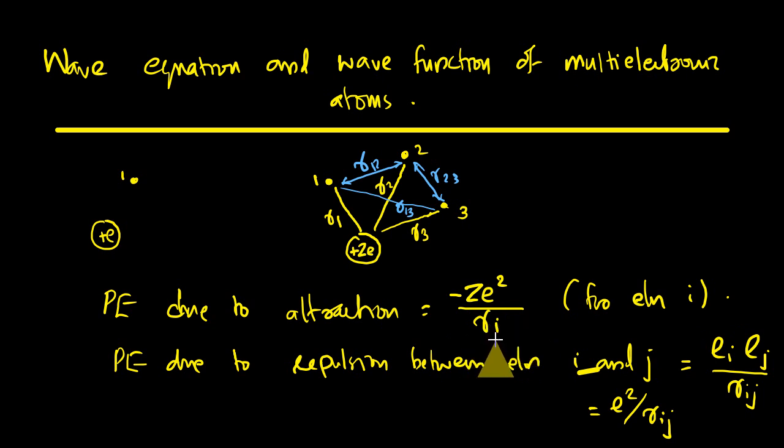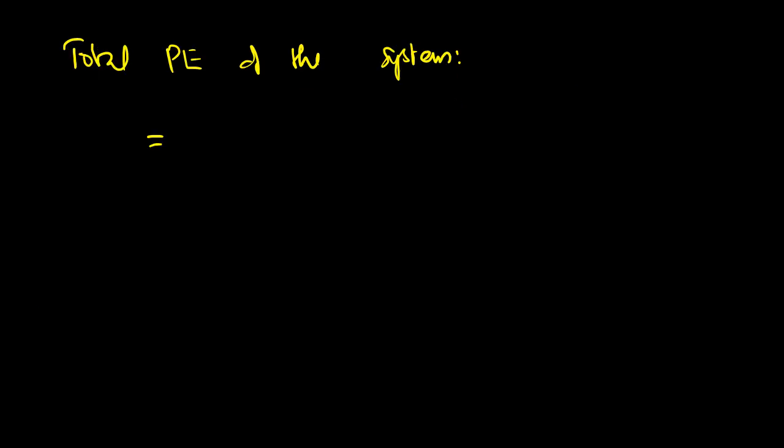If you are considering an atom of one nucleus and n electrons, we have to consider the Ri values of all the n electrons. So how can we write this? That is sigma i is equal to 1 to n, then Z E square divided by Ri. Minus sign is also there. So minus sigma i is equal to 1 to n Z E square divided by Ri.